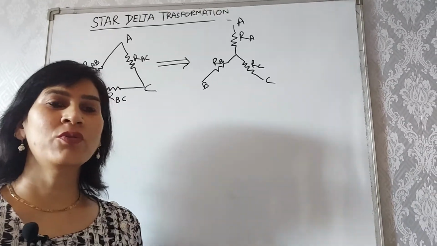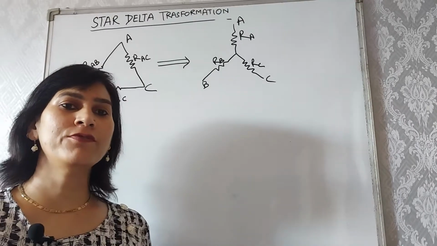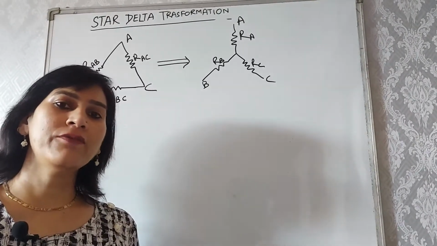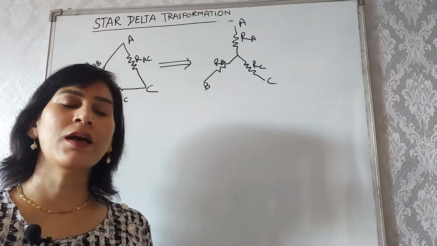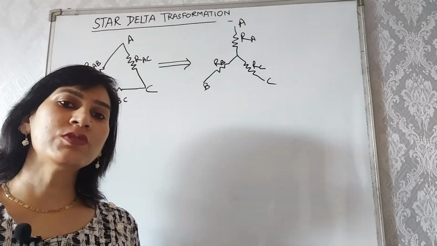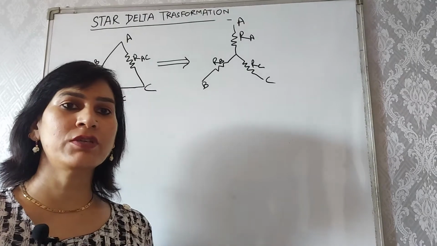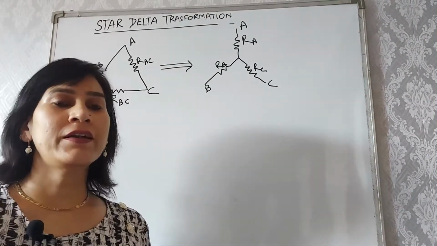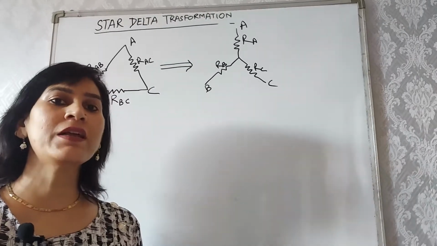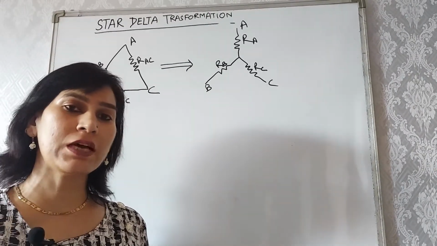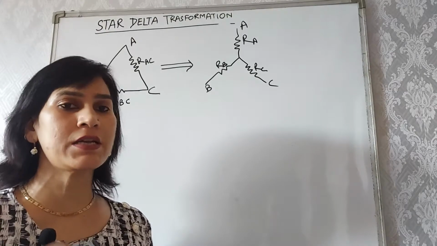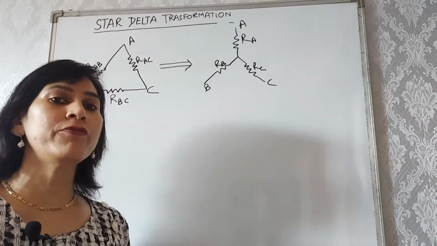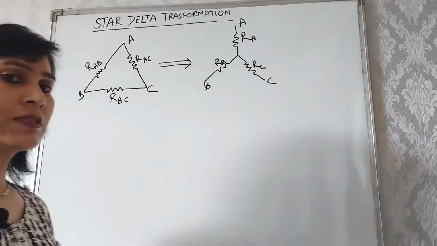In this video, we will do the proof of delta to star conversion. In the last video, I told you about the formulas for how we convert delta to star and star to delta, in which we have the different combinations of delta and we convert that delta into the star, and then if we have the star combination, how we convert that star into the delta. So in this video we are doing the proof of delta to star transformation.